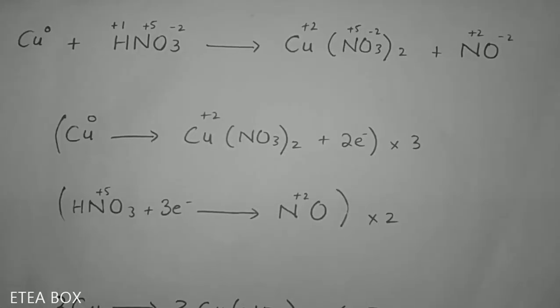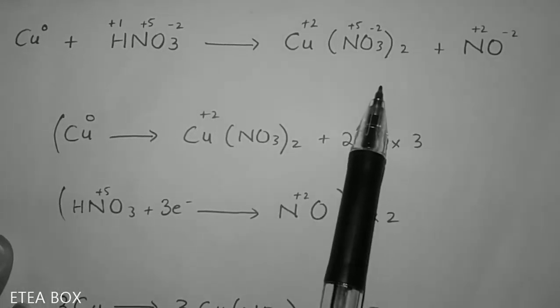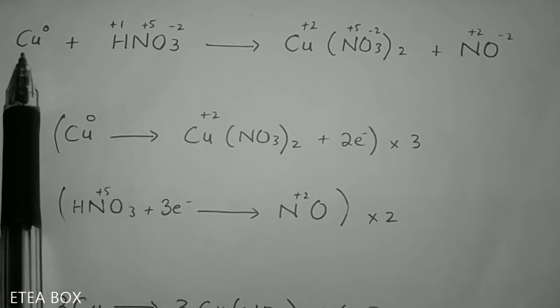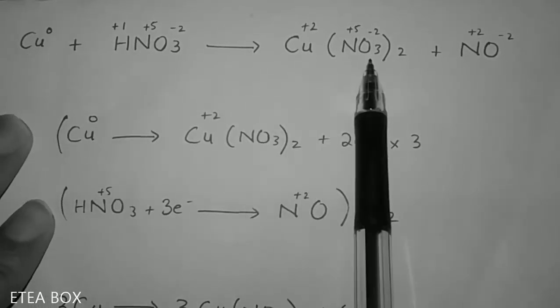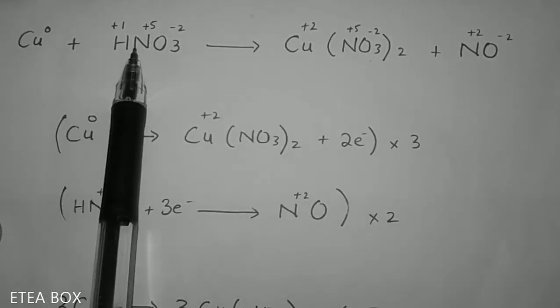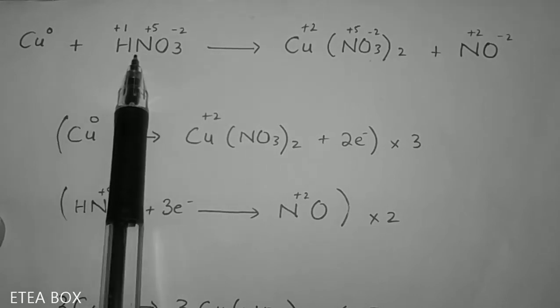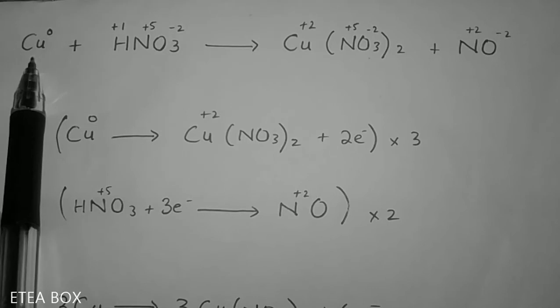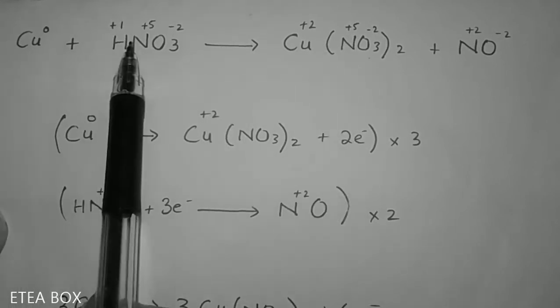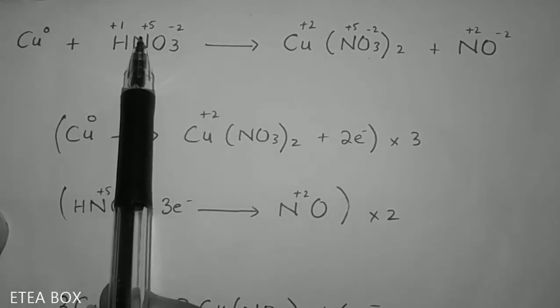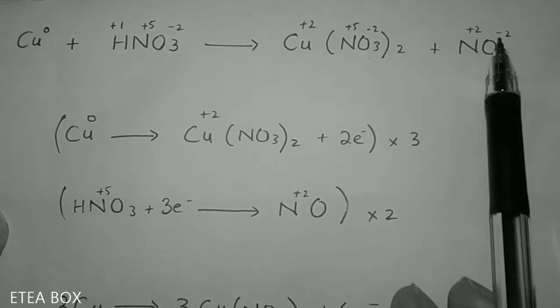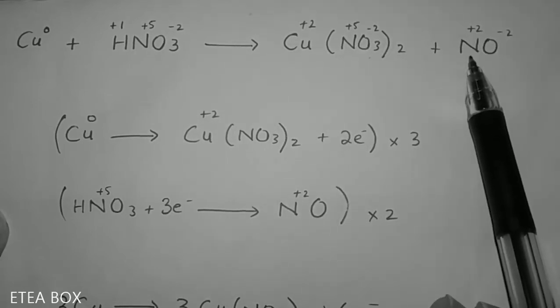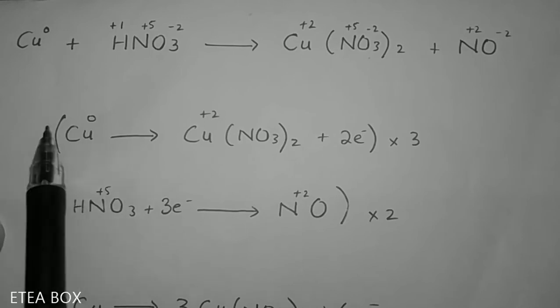Now look at here, a reaction is like this. The change in oxidation state occurred in copper and in this nitrogen. Copper here is 0 and here it is +2. The oxidation state of nitrogen is +5 here and it is +2 here. So the change occurs.